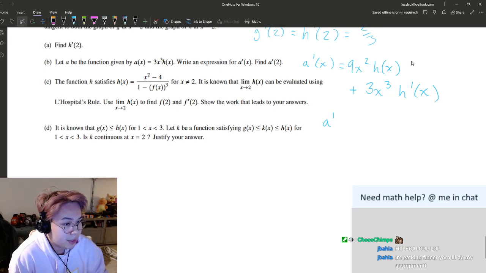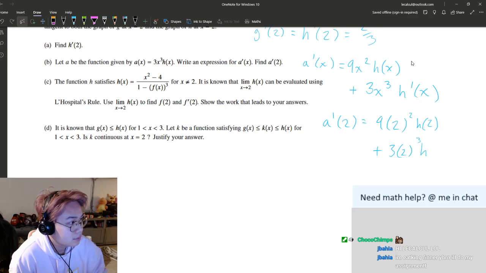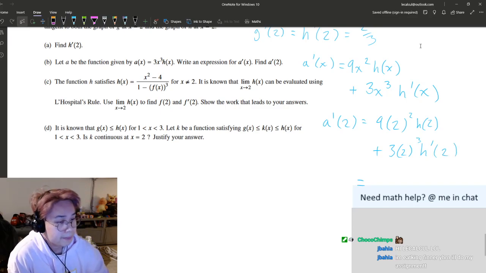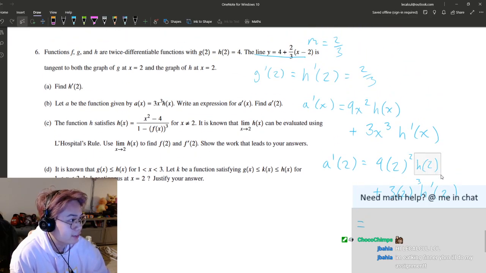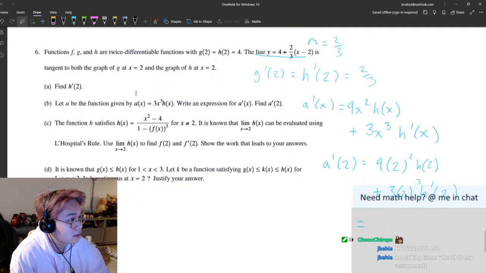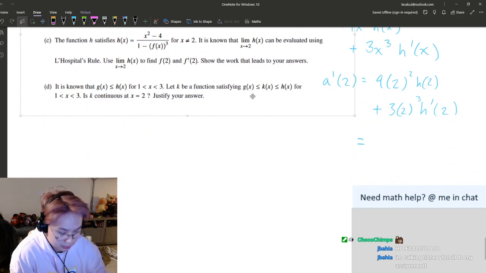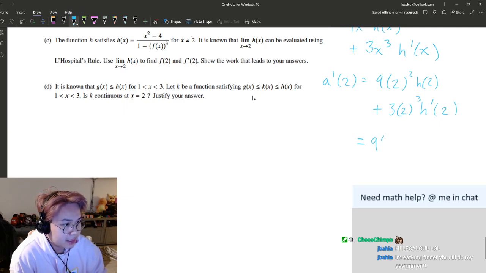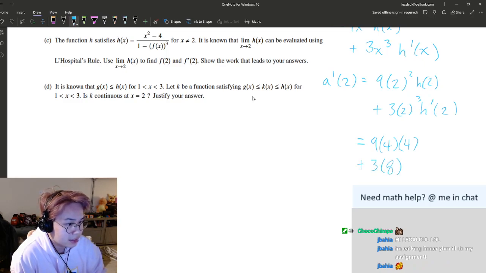And then we need to find a prime at 2. So we just plug in 2 into our expression. And then we can evaluate this. We know what each of these values are, h of 2 and h prime of 2. They were either given to us before or we figured them out. So we know everything. So 9 times 4 times 4 plus 3 times 8 times, 3 over 2 or 2 over 3? 2 over 3.